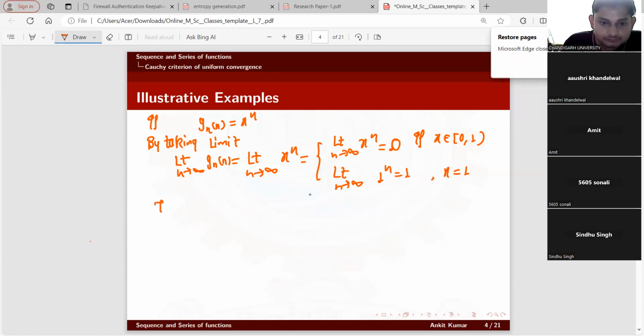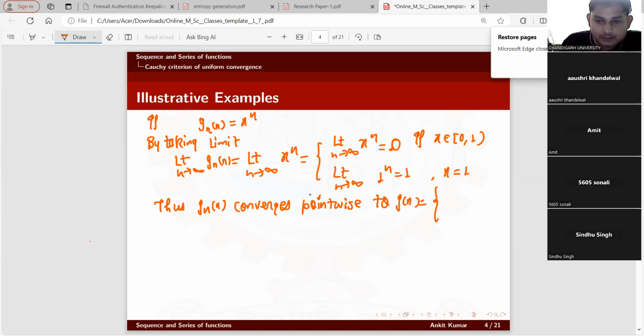Thus gn(x) converges pointwise to g(x), which is 1 if x is equal to 1 and 0 if x belongs to [0, 1). This is a pointwise function. What do we call this? Pointwise.